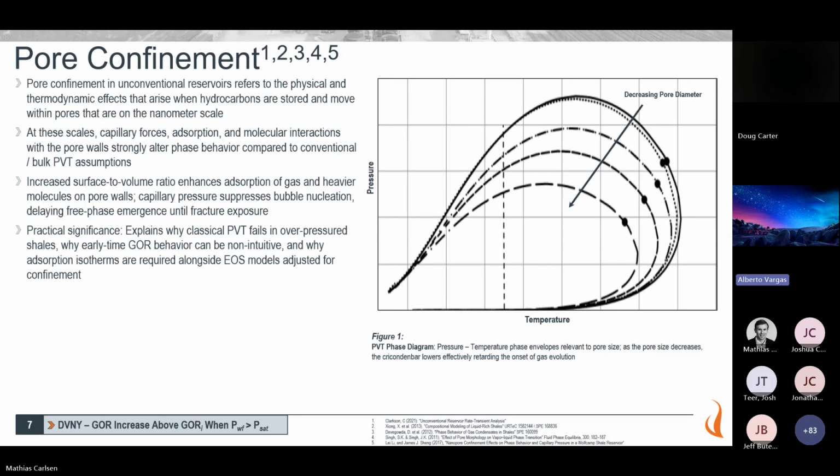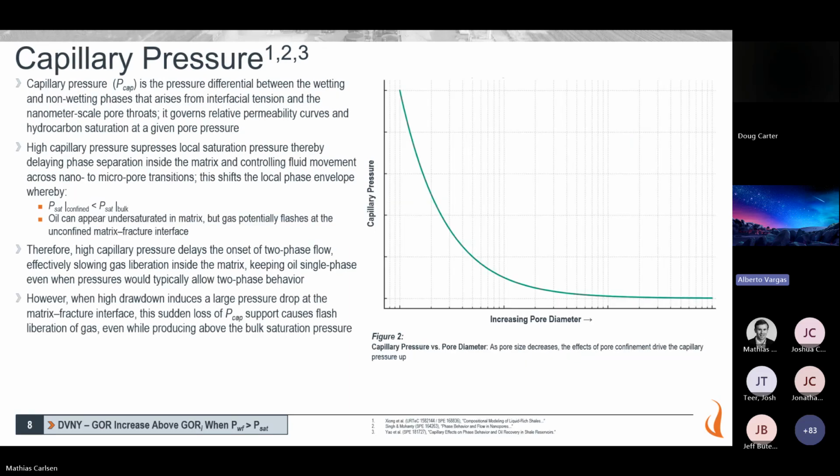And what happens is we start suppressing the saturation pressure as pore diameter decreases. And then that affects how we draw down the well and when we actually go through the bubble point, depending where you are in your flow path. So capillary pressure is also fundamentally tied to the pore size, to the pore confinement. We're also working to potentially suppress the saturation pressure.